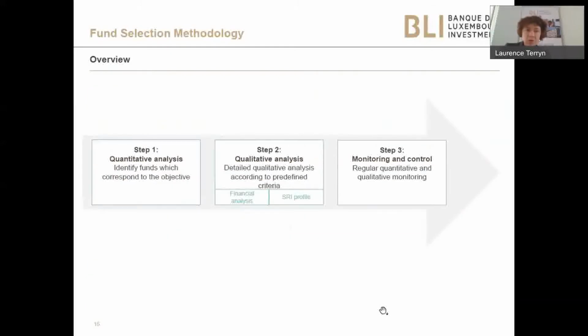As a broad overview of our methodology, we have first a quantitative analysis to identify the funds which correspond to the objective. It's really digging into the broad universe and choosing the criteria, the filters, to have the kind of fund we would like. As a second step, we go more in detail on the qualitative side. Again, according to predefined criteria, first on the financial analysis and then on the SRI profile. The third step is monitoring and control, as well on the quantitative and qualitative side.